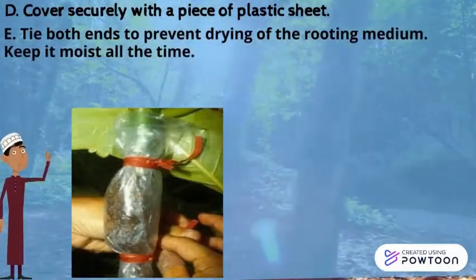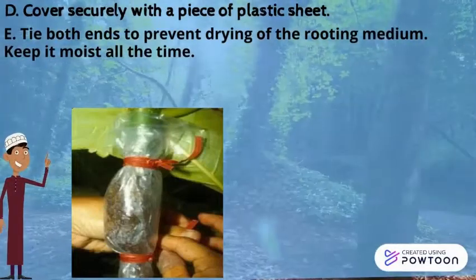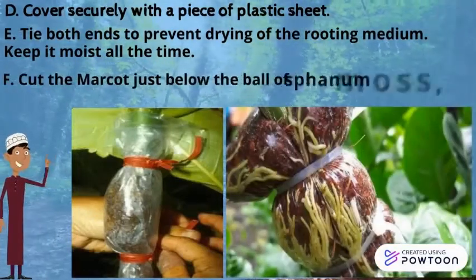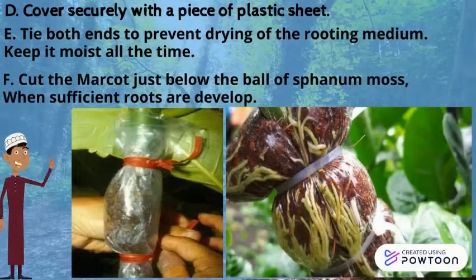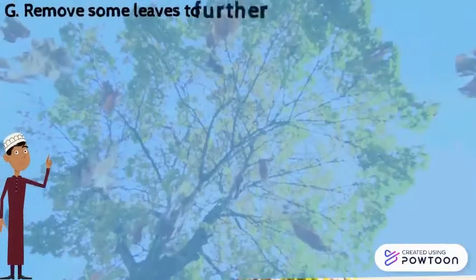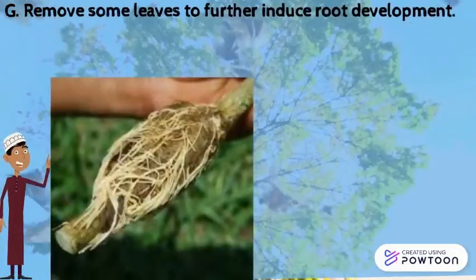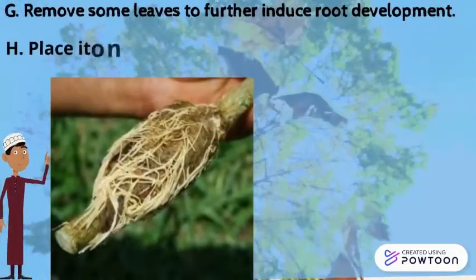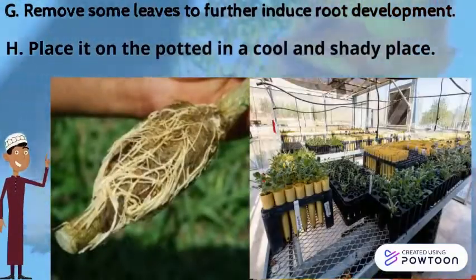Keep it moist all the time. Cut the marcotte just below the ball of sphagnum moss when sufficient roots are developed. Remove some leaves to further induce root development. Place it in a pot in a cool and shady place.